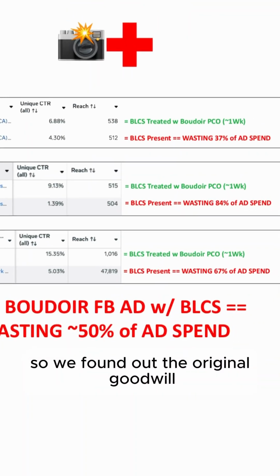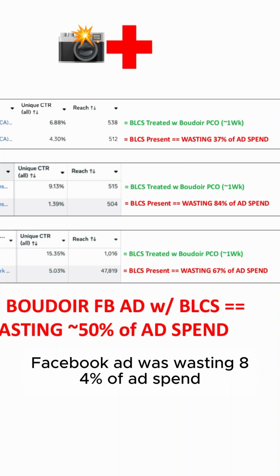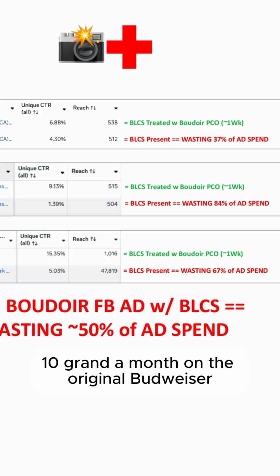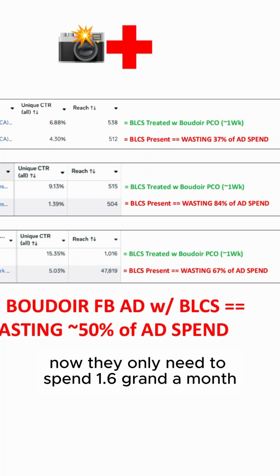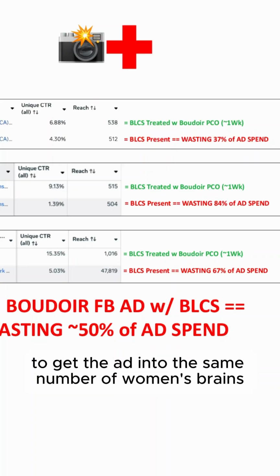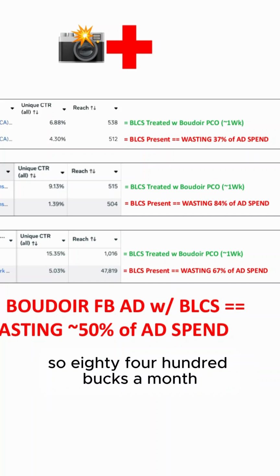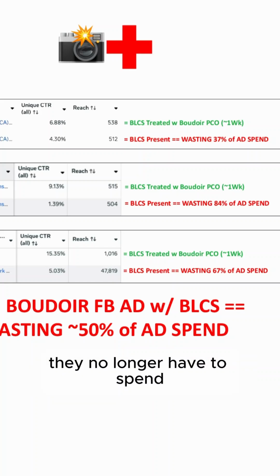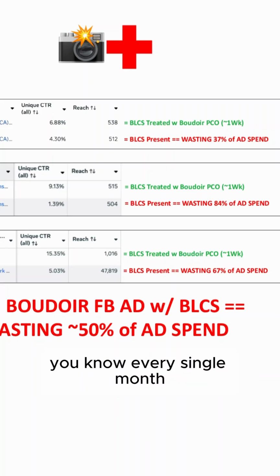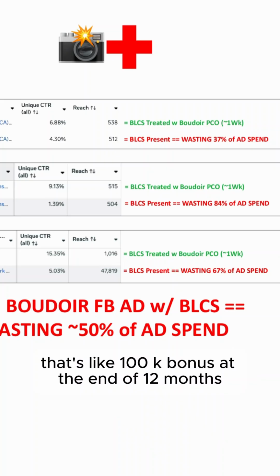So we found out the original Boudoir Facebook ad was wasting 84% of ad spend. If they're spending 10 grand a month on the original Boudoir Facebook ad, now they only need to spend 1.6 grand a month on the Boudoir PCO treated ad to get the ad into the same number of women's brains. So $8,400 a month they no longer have to spend, take it out of their budget. They keep it in their pocket. And that's like, every single month, that's like a 100K bonus at the end of 12 months.